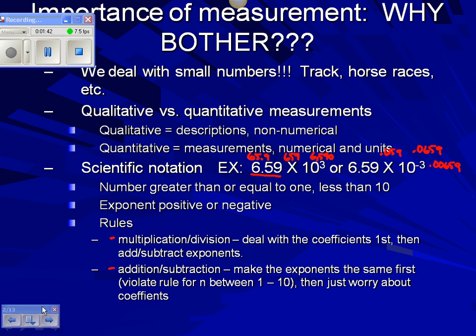And we're going to keep in mind our numbers, our coefficients, need to remain between 1 and 10. So we see that rule here. That needs to remain between 1 and 10. But the exception to that, when we're adding and subtracting exponents, is that we will have to violate that rule temporarily. We can always fix it later if we have to. So let's take a look.